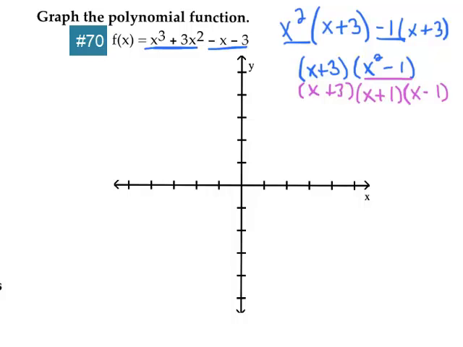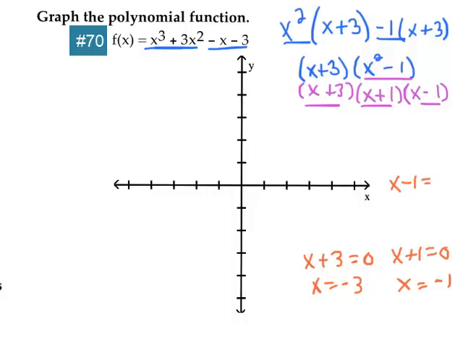Okay, so now I know that I have 3 zeros here. I have one where if I set x plus 3 equal to 0, I get x equals negative 3. If I set x plus 1 equal to 0, I get x equals negative 1. If I set x minus 1 equal to 0, I get x equals positive 1. So I can draw that on my graph.